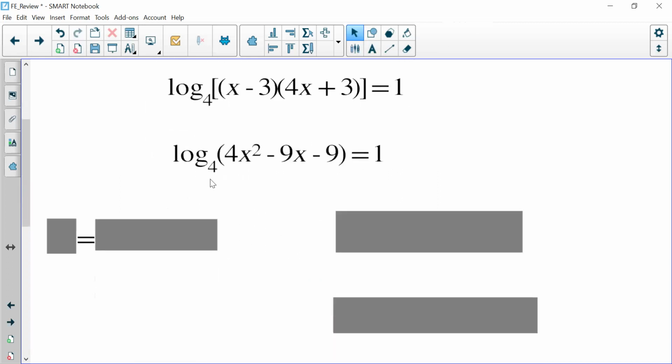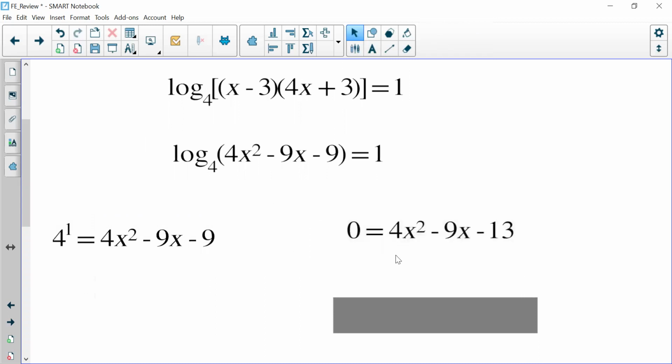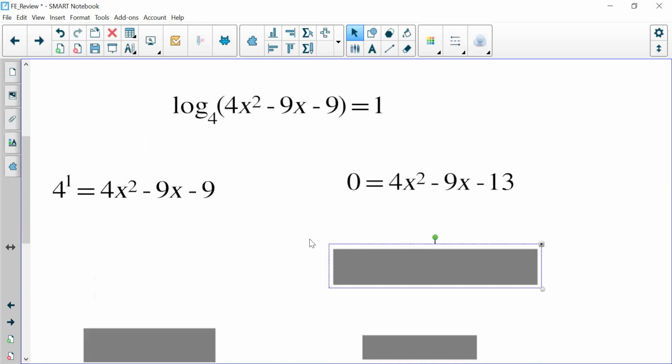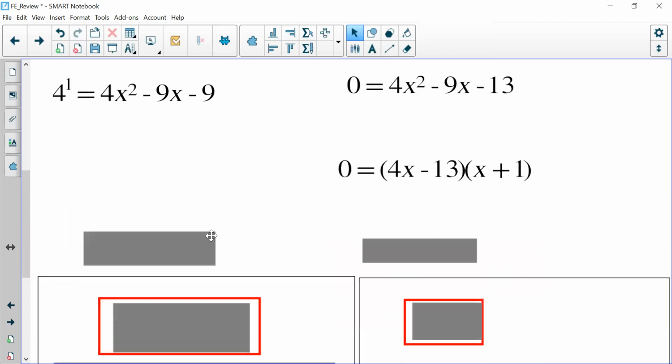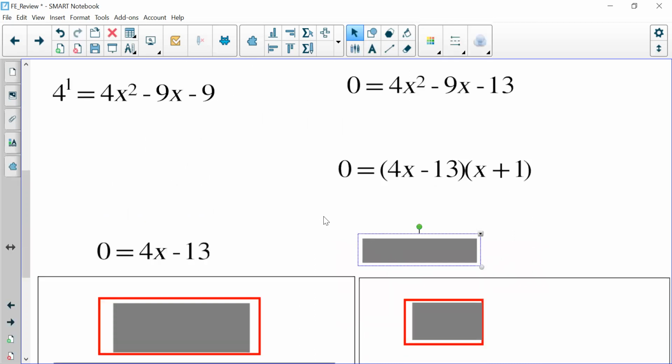Well, logs are exponents. So 1 is the exponent on 4 that results in this. So 4 to the 1 equals this. Be careful you don't write 1 to the 4. 4 is the base. 1 is the exponent. And of course, 4 to the first power is 4. We're going to subtract 4 on both sides and get a quadratic that equals 0. This is great news because you can always do quadratic formula when you have a quadratic that equals 0 and be done. You are expecting two answers here. This one actually factors, but quadratic formula is totally fine. You would get the same two answers in both cases.